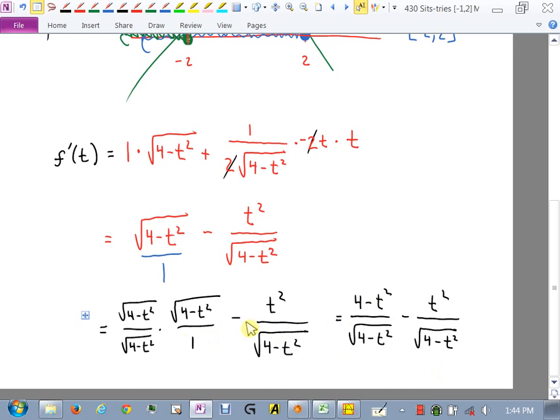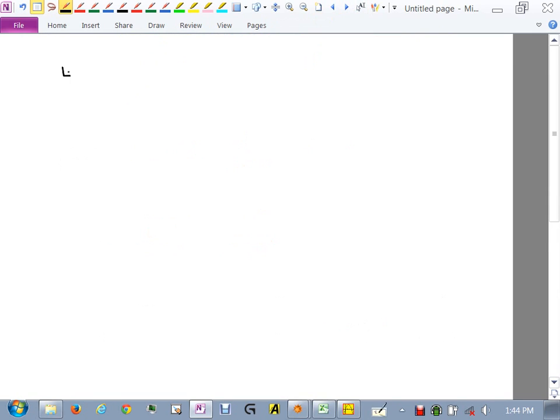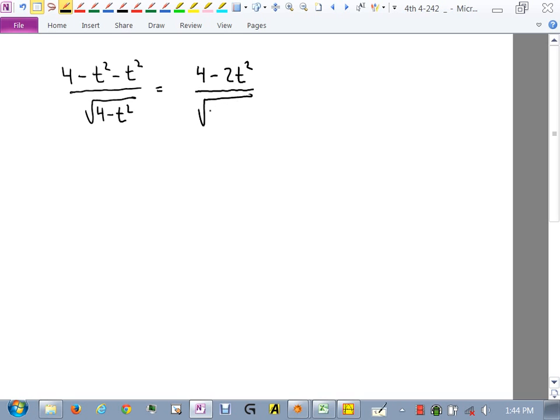So there's these two multiplied, and then now I have the same denominator. Put them together, new page. I have 4 minus t squared minus t squared again over the common denominator, which is finally a very good-looking derivative. There it is. That's my derivative.